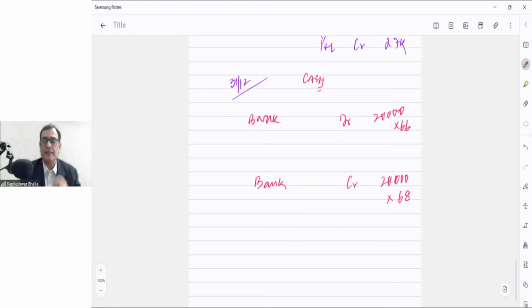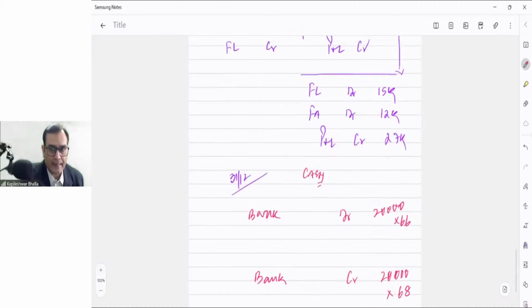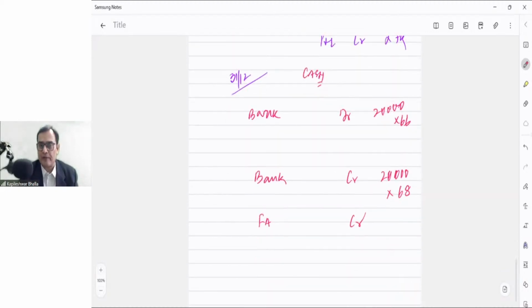Next, there is a financial asset standing in the books of accounts. You need to remove that financial asset from the books, and that is standing at 12. Whatever is the balancing figure at this stage is going to be taken to the profit and loss account. If we consider the balancing figure, 20,000 into 68, I think 52,000 is the balancing figure. This will be taken in the profit and loss account.